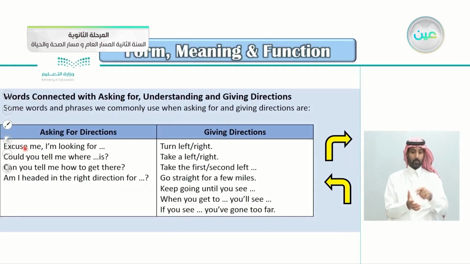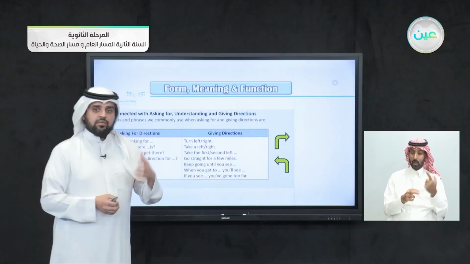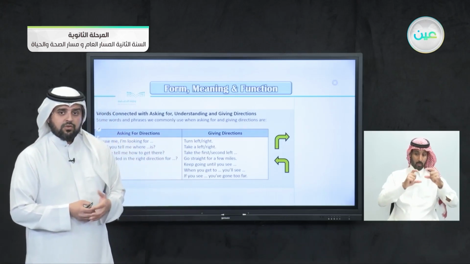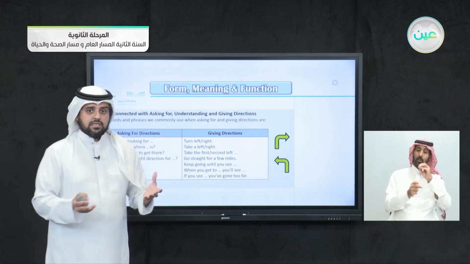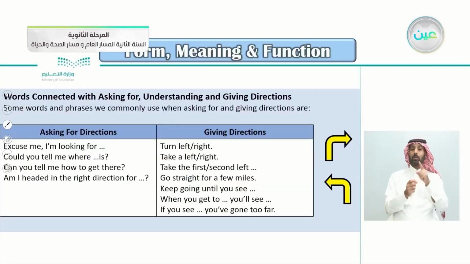The first one here: "Excuse me, I'm looking for..." Then you can say what you are looking for. Excuse me, I'm looking for the bank. Excuse me, I'm looking for a hotel. So that this man will provide the directions for you. So this is how to ask for a direction. Excuse me, I'm looking for the bank, for example.